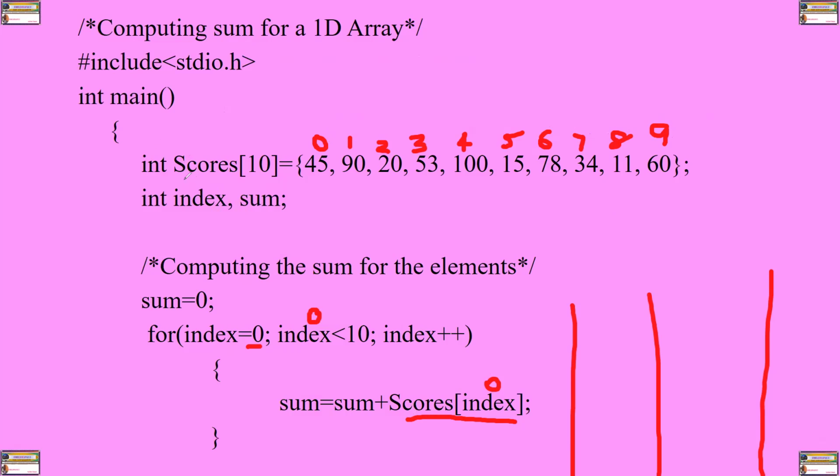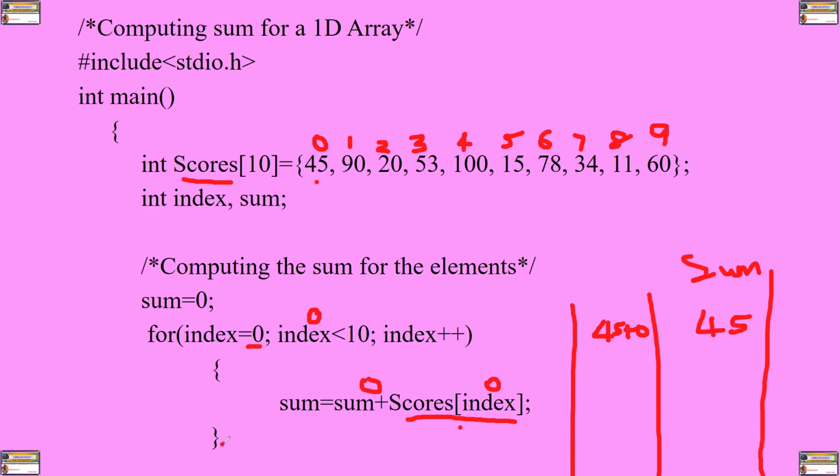These are the index for each of these elements. Scores is the name of this array. So scores[0] is 45. So we are picking 45 here, the first element. We are adding it to the current content of the memory location called sum, which is 0. So it simply means that we have 45 plus 0. And then the answer we get, we assign it back to the memory location called sum. So in the sum, we have first 45.